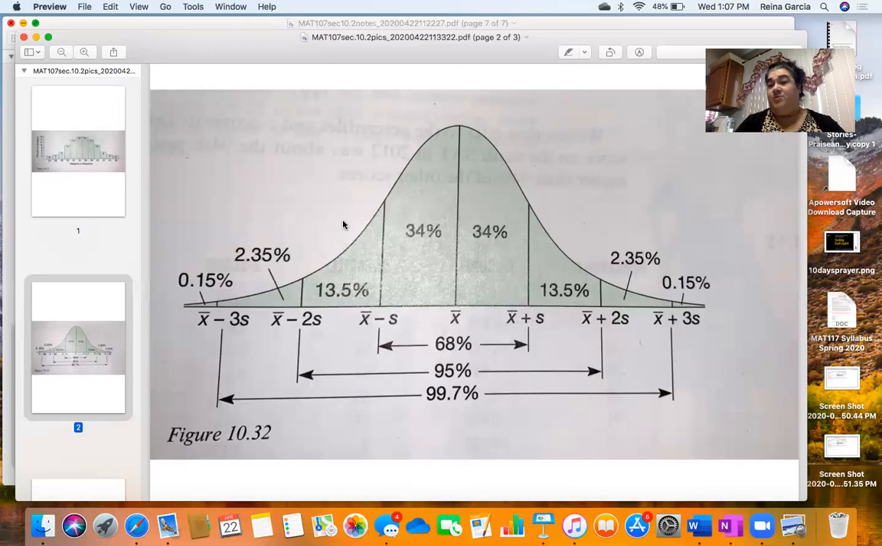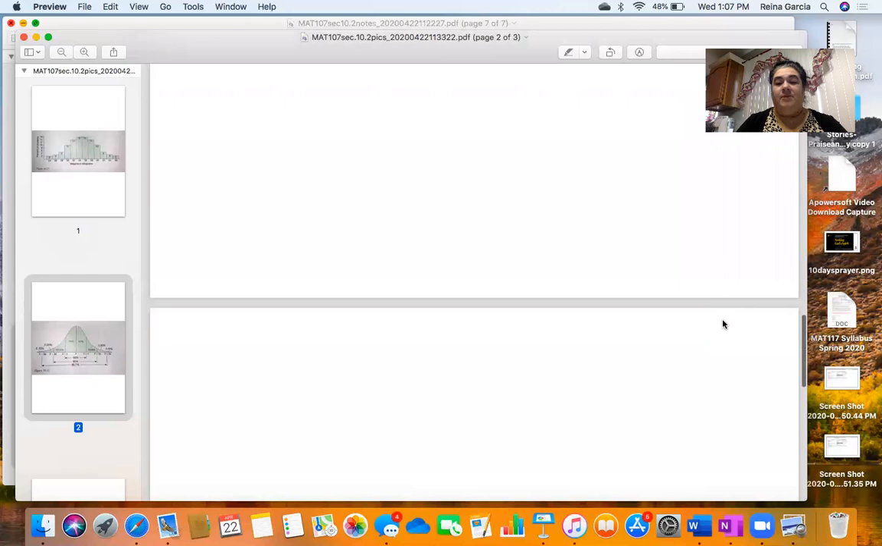We know that 68% of the data will land within one standard deviation from the mean. 95% of the data will land within two standard deviations from the mean. And 99.7% of all the data will fall within three standard deviations of the mean. And anything that falls beyond that is only 0.15% likely to be expected. Therefore, you know that if you have data values that are landing there, there's something strange and rare about those data values, okay?